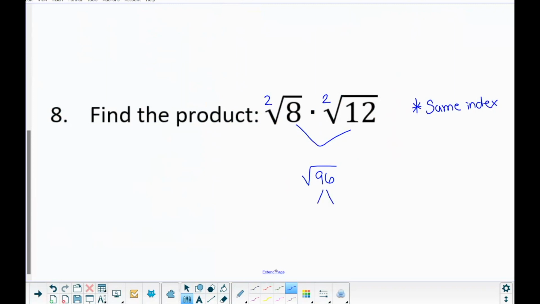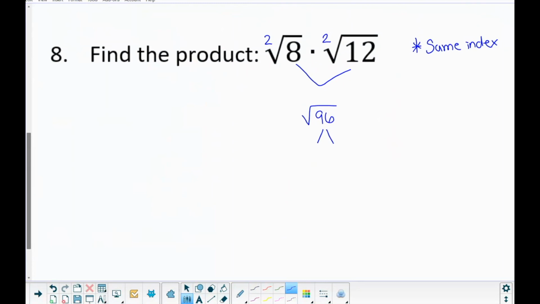It is not a perfect square, so we can't do that, but we can use the tree method. So what 2 numbers multiplied get us to 96? Well, because 96 is an even number, I like to always just multiply by 2. I find it's a little bit easier. You can find something else. And then 48, again, is an even number, so I can divide by 2. 24. And again, 24 is an even number, so I can divide by 2 again.